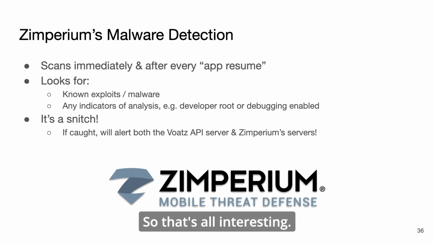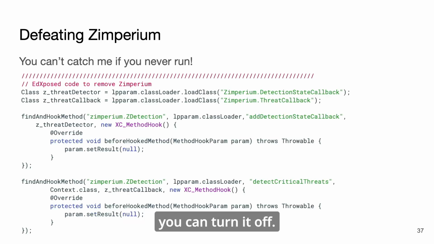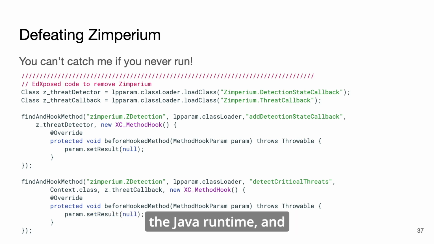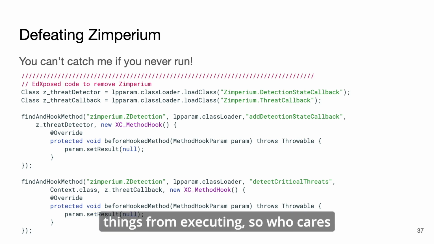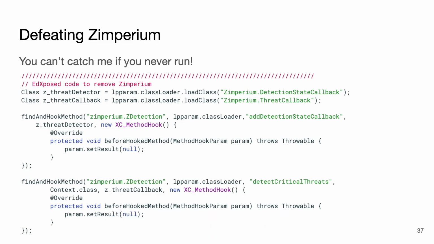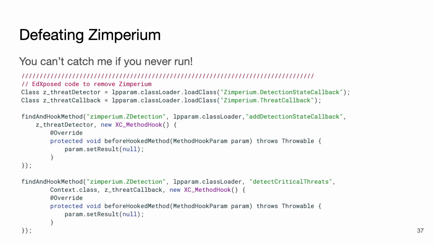So that's all interesting. The one problem with Zimperium is that you can turn it off, right? If you control the device, you control the Java runtime, and you can stop certain things from executing. So who cares whether or not this thing is running? Well, I just return, "Yeah, the device is clean. Don't worry about it, bro." And it's actually really not that much code once you get your device set up properly.